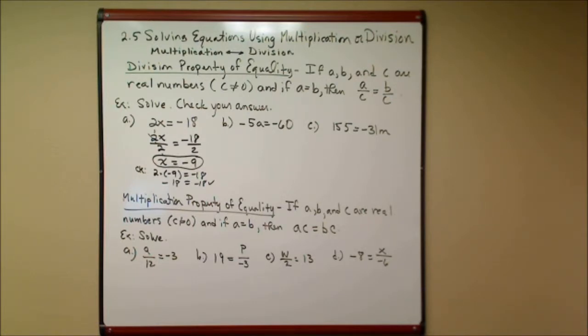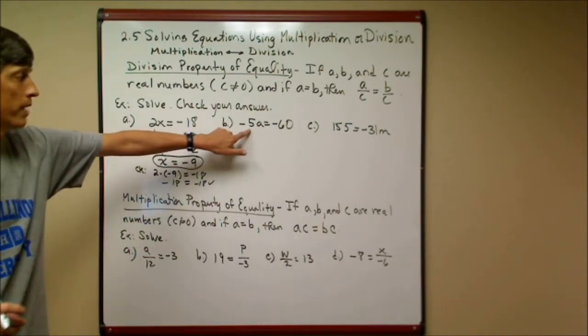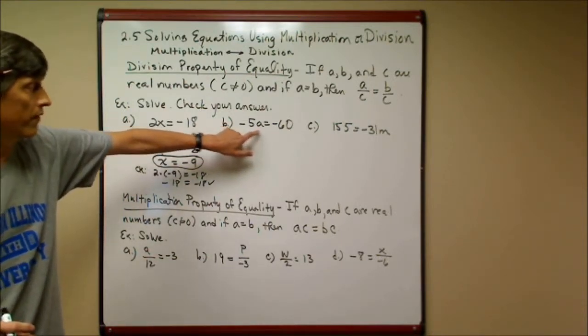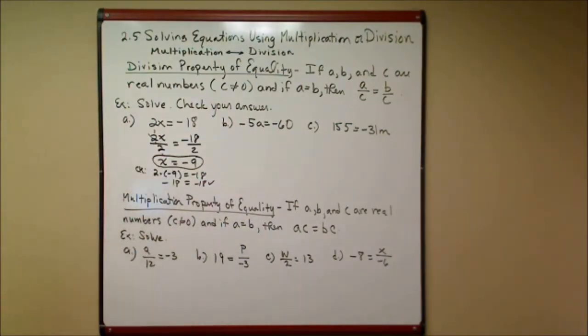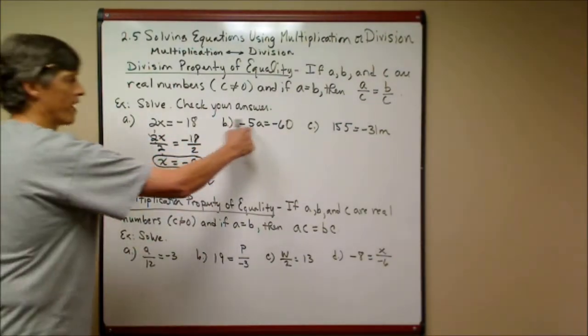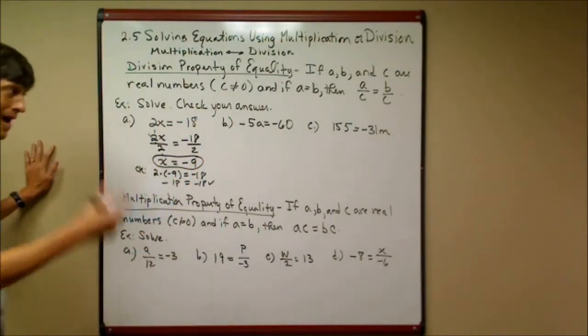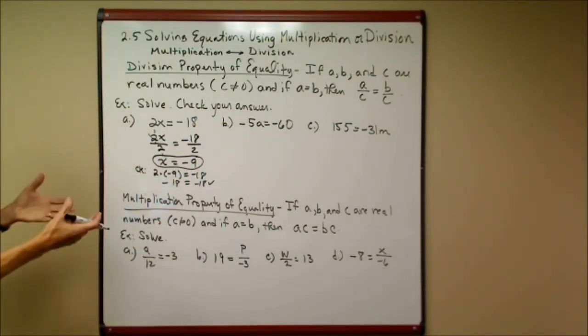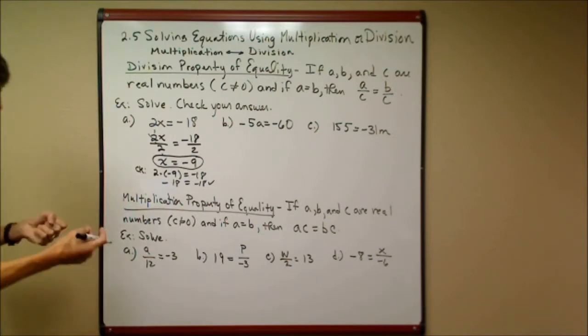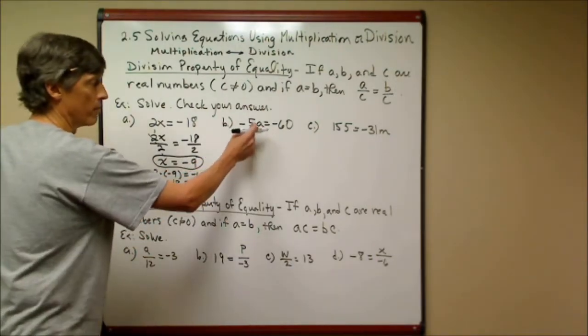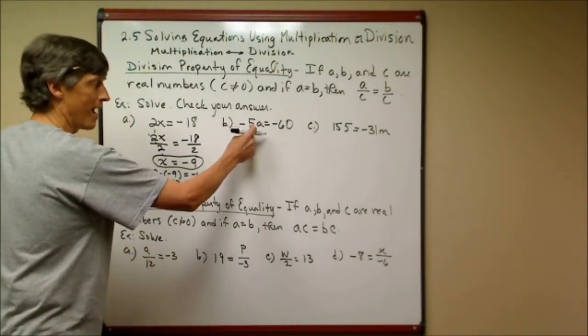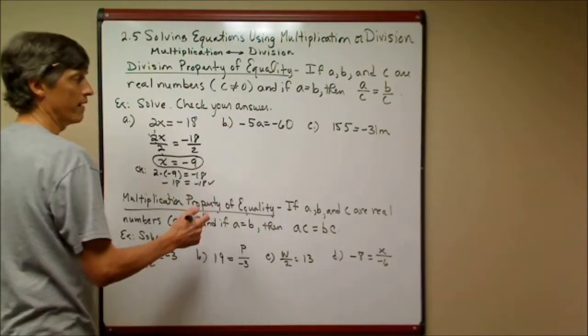The next equation is about the same here as the first one. I have my variable a. It's being multiplied this time by a negative number, negative 5, and it equals negative 60. To get rid of the negative 5 that's times the a, I'm going to divide by negative 5, not by positive 5. I'm not looking for the opposite. I'm looking for the inverse operation, and the inverse of multiplying by a number is to divide by that number, by negative 5 in this case.